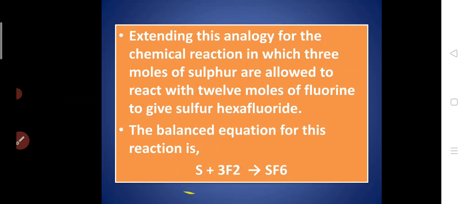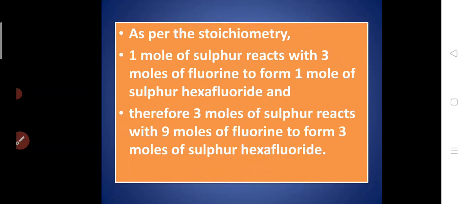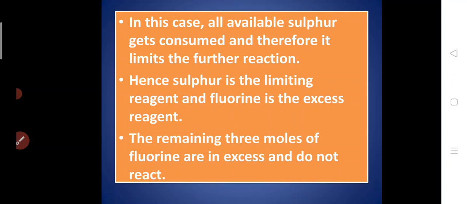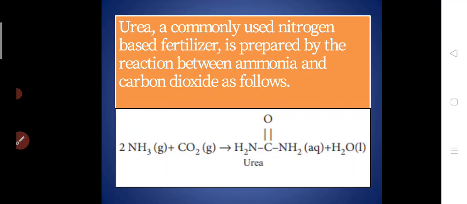Only 3 sulfur is there, but 9 fluorine are there. So sulfur is very less, fluorine is more. So sulfur will be the limiting reagent, fluorine will be the excess reagent. Since sulfur is less, the fluorine consumed here will be only what corresponds to 3 times of sulfur. Remaining will be left out. Left out means it will remain there as excess reagent. So hence sulfur is the limiting reagent and fluorine is the excess reagent. The remaining 3 moles of fluorine are in excess and they do not react.